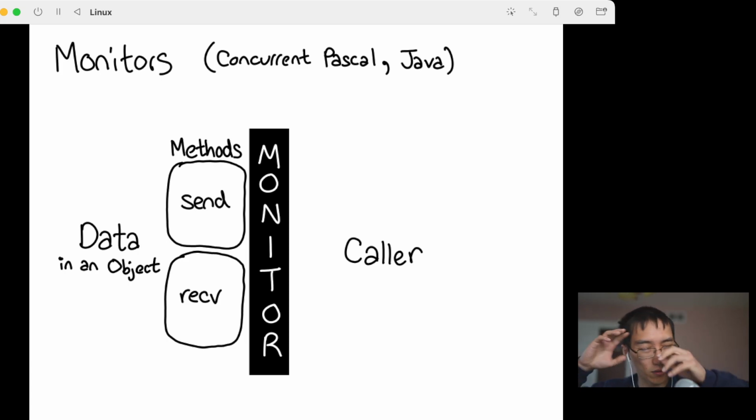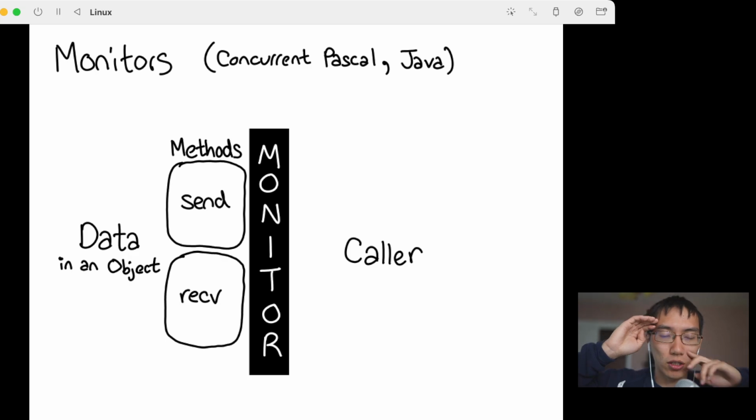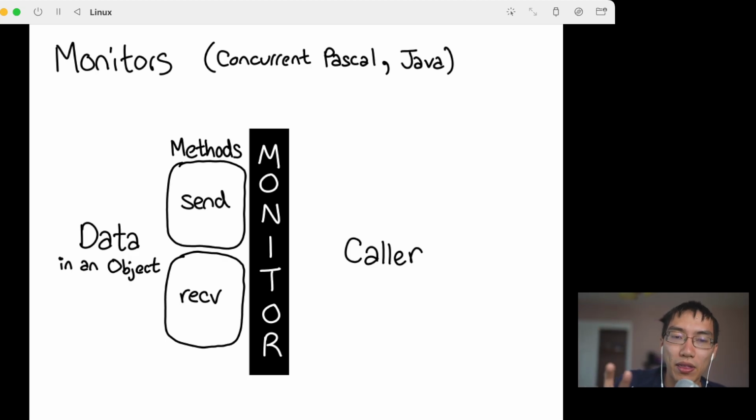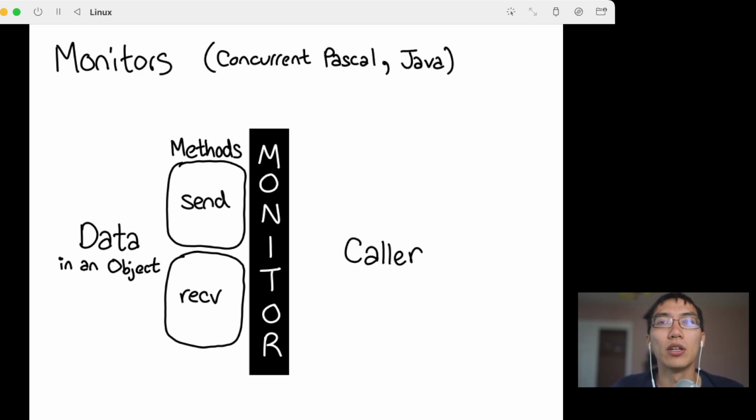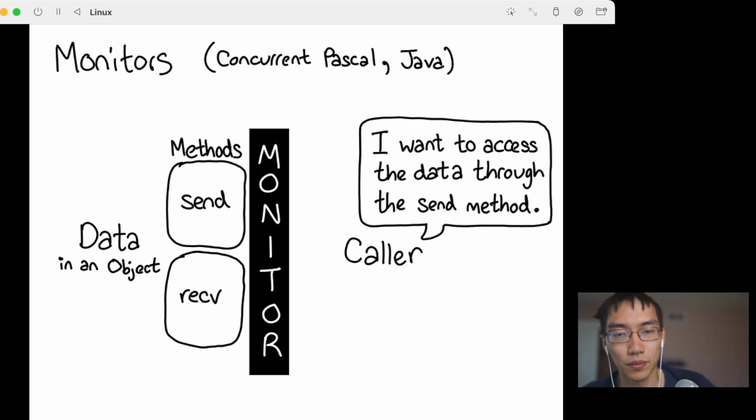Methods are the mechanism for providing encapsulation for the data in question. So normally we have methods that let us interpose on accesses to private state in the object. And we have now another layer, which is the monitor that's controlled by the synchronize call. So let's say that I want to access data through the send method. I want to call the send method on this object.